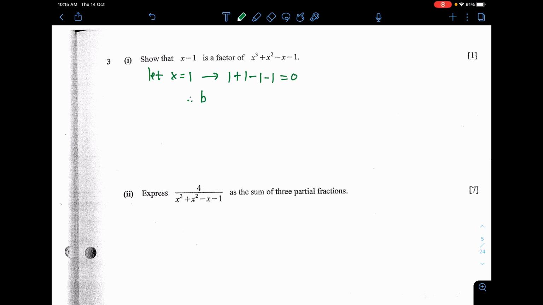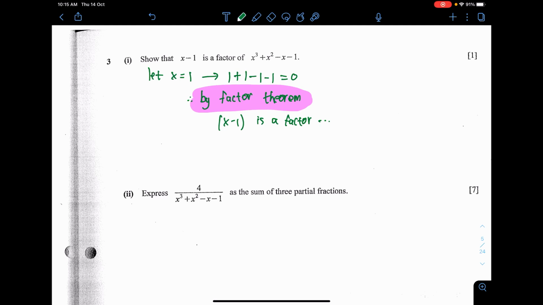Tell them that by the factor theorem, this is very important, you must mention the factor theorem. This should be the benchmark of what the question is looking for. The examiner will look out for this theorem. You can't just say, oh, I got 0, then x minus 1 is a factor. You have to tell them about the factor theorem. Okay, x minus 1 is a factor of the polynomial.